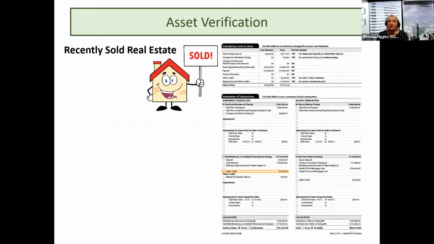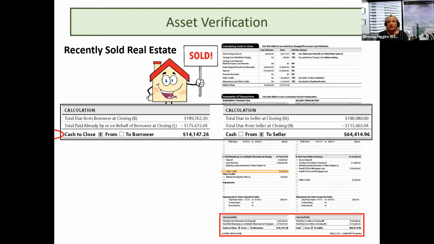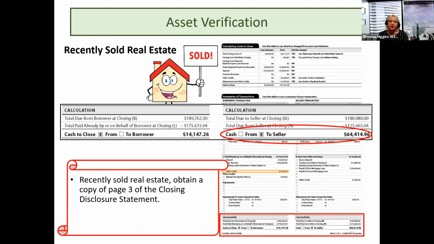Okay, so now if that real estate, if that house has actually sold in the last 2 years, you're going to want to know that, because you need to know what they did with the money that they got from the sale of the house. So you're going to want to ask for page 3 of the closing disclosure statement. And then you're going to want to look on the seller side to see how much they actually got out of the house. So for instance, this person got $64,414.96.